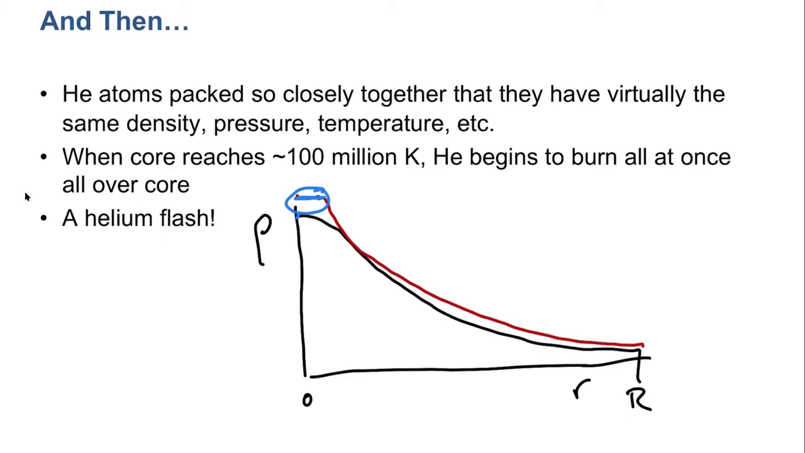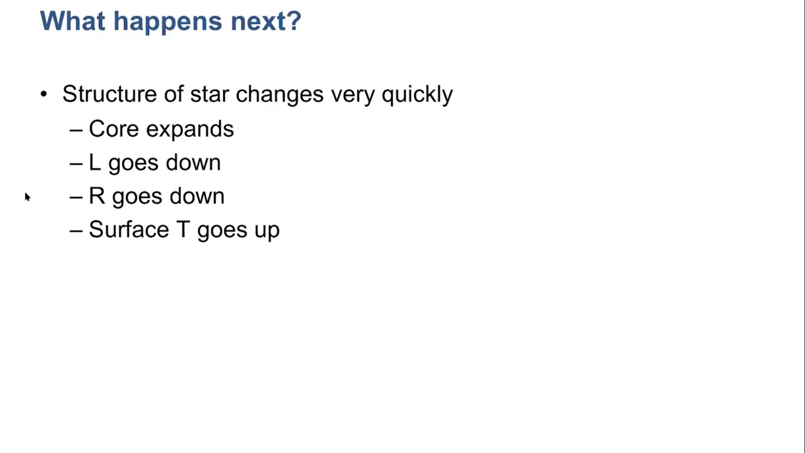And very quickly, we're talking about millions of years for most of these evolutionary timescales. We're talking much, much less than that for the star to completely reorganize itself in the interior part of the star, now that a new source of energy is available to it. So that happens at the top of the red giant branch. The helium flash occurs, and helium begins burning all at once.